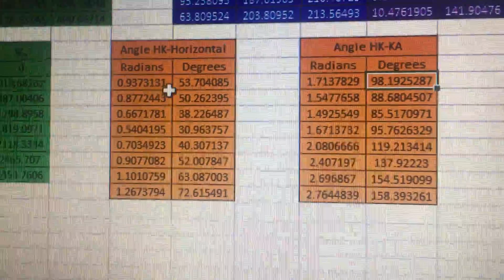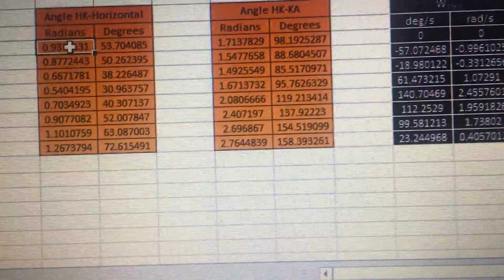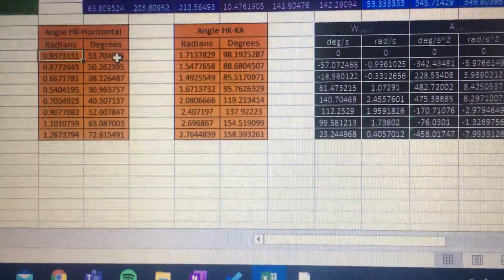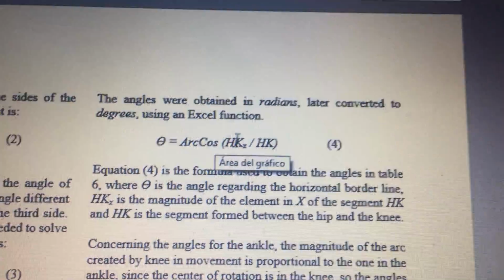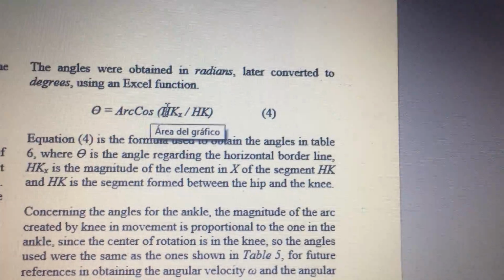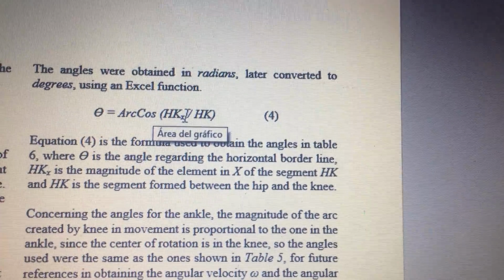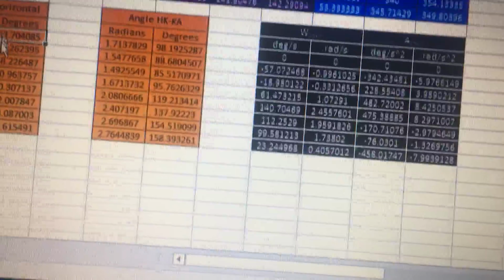This one over here is the one from the hip to the horizontal plane, and the way we did it was using the arc cosine of the segment HK. For example, in here, this is the formula we used, the one that I presented earlier. The angle theta is the arc cosine of the segment HKX over HK to obtain the angles in radians, and apply the same function to it to obtain it in degrees.